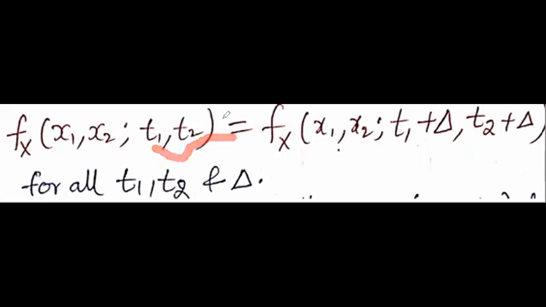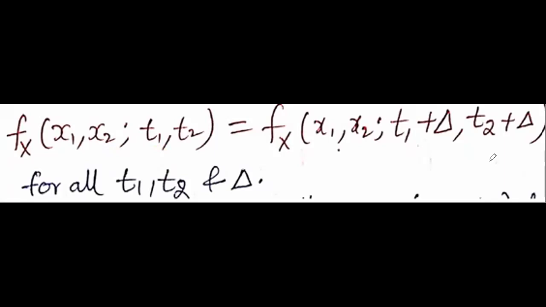We have two time constants, that is t1 and t2. And if you would like to maintain the difference, that is t2 minus t1, and this is not an absolute time function, right? Let us remember this point very carefully. A second order stationary process's autocorrelation function also depends on only time differences, but not on absolute time, right?